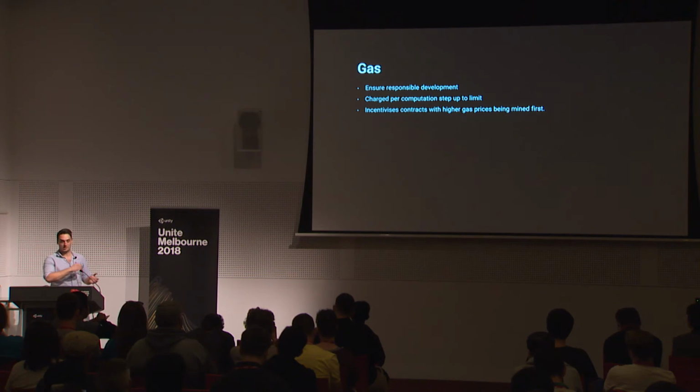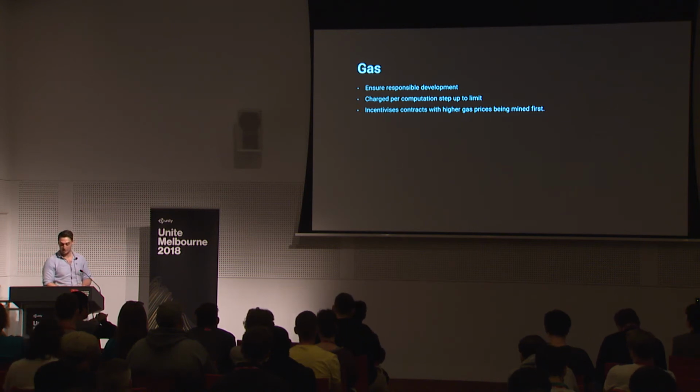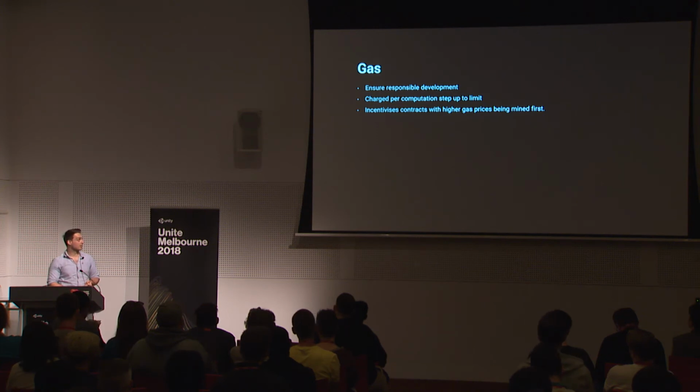And the reason for that is because these programs aren't running on your computer or your users' computers. They're just running on random nodes in the network, and it's a way of compensating the people running those nodes for actually doing the computations. It's charged on a per computation step, which means that smart contracts tend to be small to try and avoid as much unnecessary computation as possible. And they also have a gas limit.